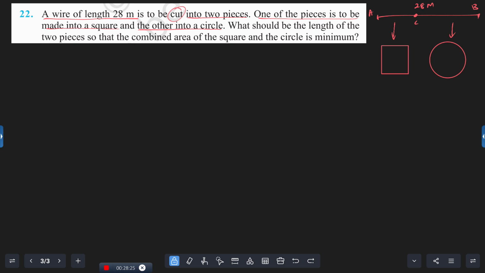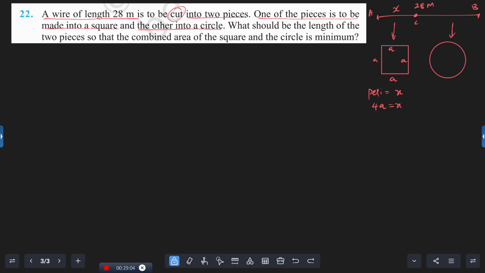Now, if I take AC as X, then where will the X come in the square? Can anyone tell me? All the sides. Very good. If I take the side of the square as A, then the perimeter will be equal to X. That means 4 times A is equal to X. Have you understood? That is all the sides.